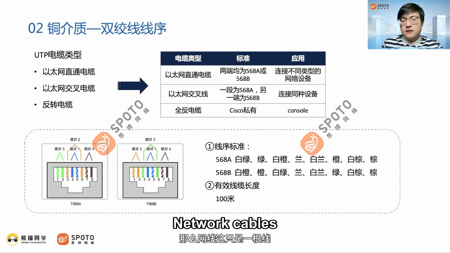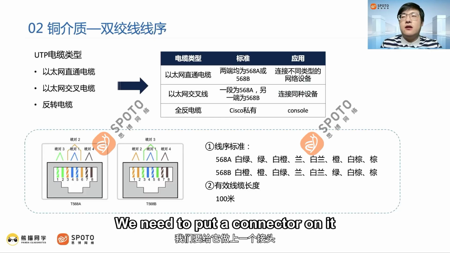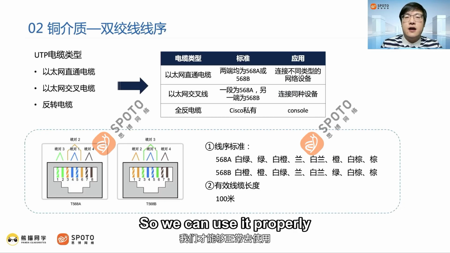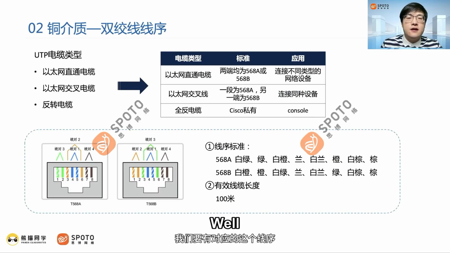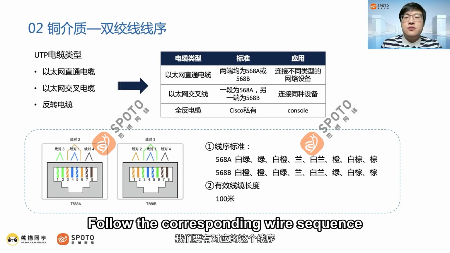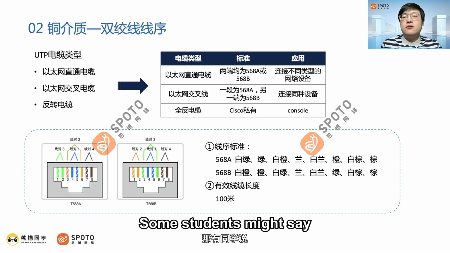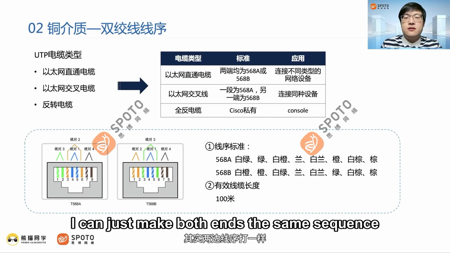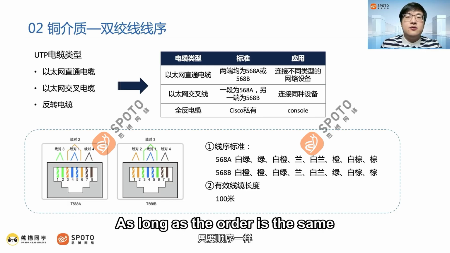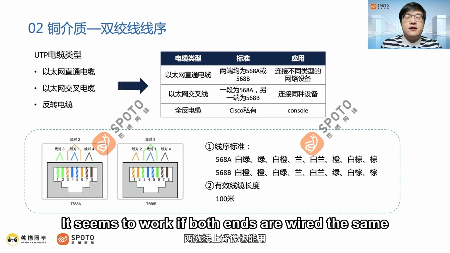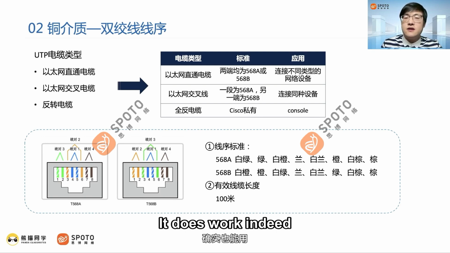So, network cables. This is just a cable. We need to put a connector on it, so we can use it properly. When making network cables, we need to follow the corresponding wire sequence. Some students might say, I can just make both ends the same sequence, as long as the order is the same. It seems to work if both ends are wired the same. Right? It does work indeed.